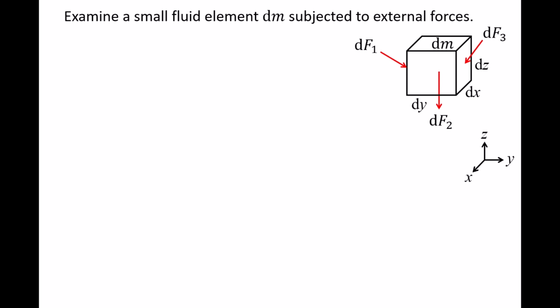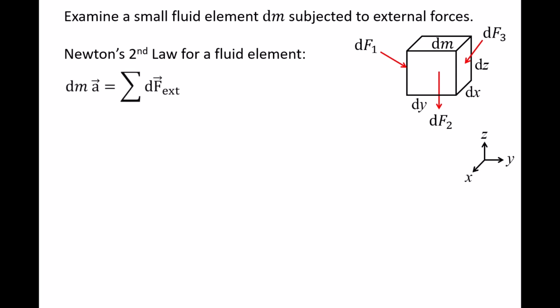Currently, we are observing the fluid element as it moves through space, which means we are adopting a Lagrangian point of view. Applying Newton's second law for this fluid element in a Lagrangian point of view gives us the sum of external forces on the fluid element, dF external, equals the mass dm times the acceleration of the fluid element a. The acceleration is the time rate of change of the velocity v, and we will use a capital D in dv dt to indicate that we are referring to the total derivative.